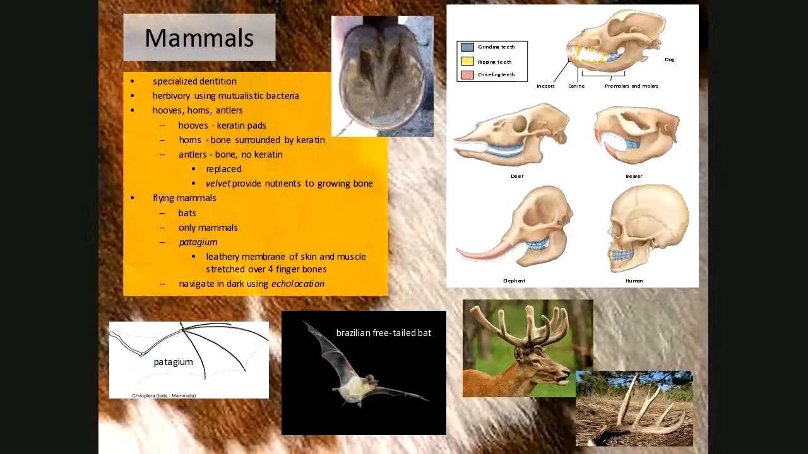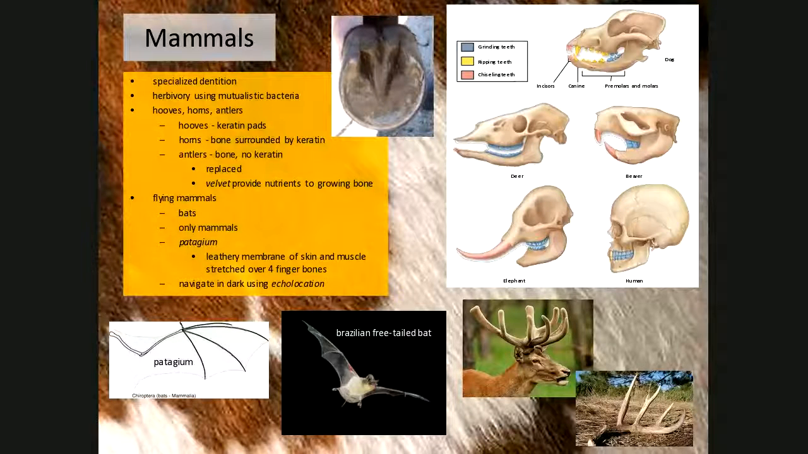Deer have no use for ripping teeth because they're basically browsers, so they have chiseling teeth and then the grinding teeth. Same with beavers and elephants. You know, we're omnivorous, right? So we eat a variety of things. We have a variety of different teeth.